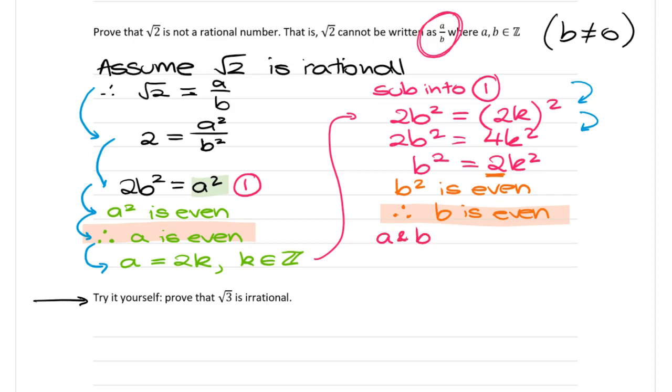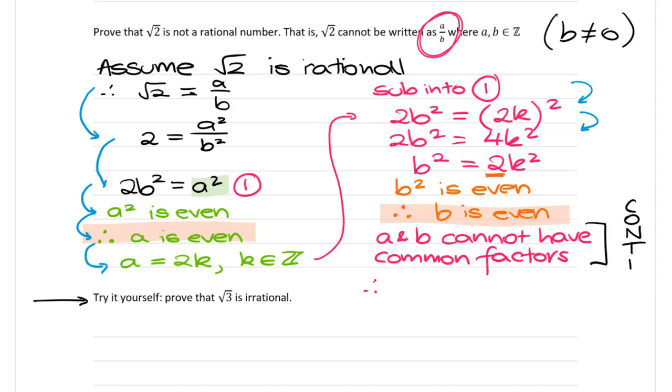a and b cannot have common factors, because if they're both even, hopefully you can see that they'd both have a common factor of 2 at a bare minimum. Maybe 2, 4, 6, 8, something like that. But bare minimum, if they're both even, they must both have a factor of 2. So therefore, that's our contradiction. It's a bit of a weird step, but this is the contradiction step. I'm just going to write contra, because I can't be bothered writing contradiction.